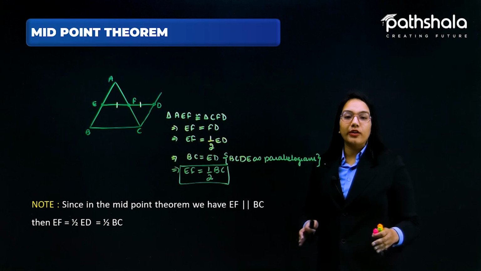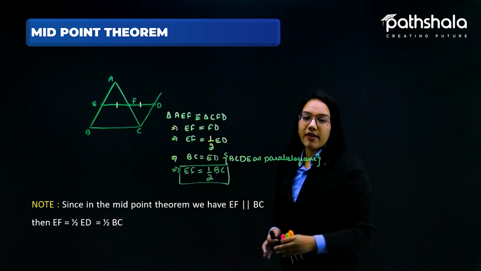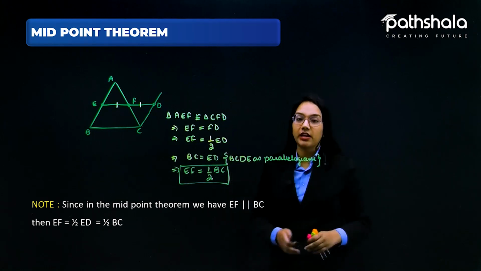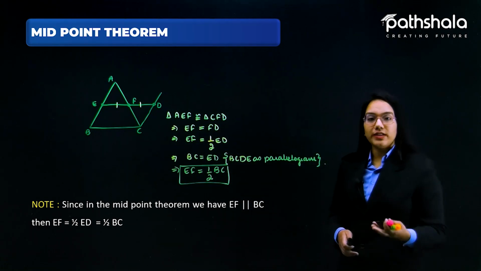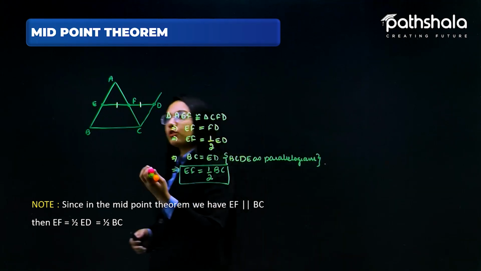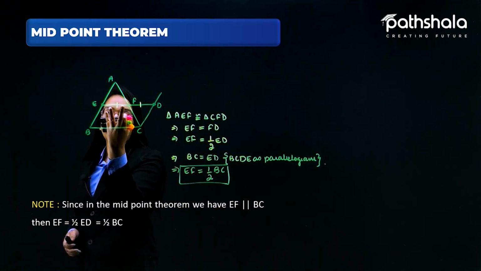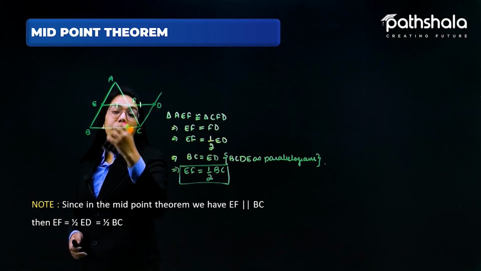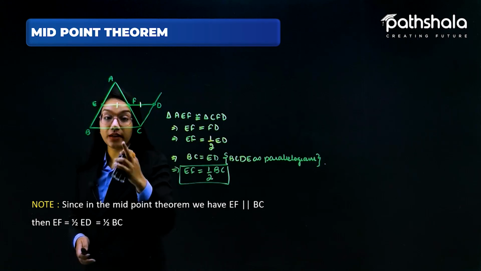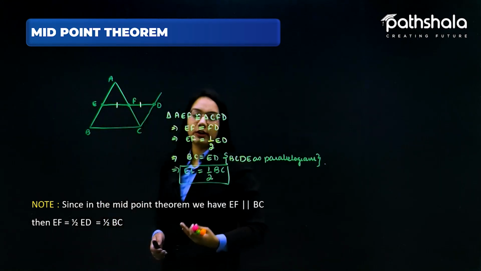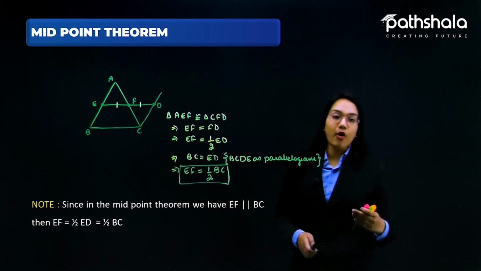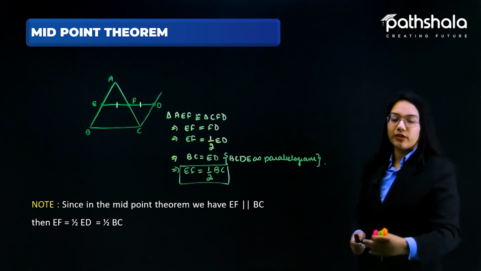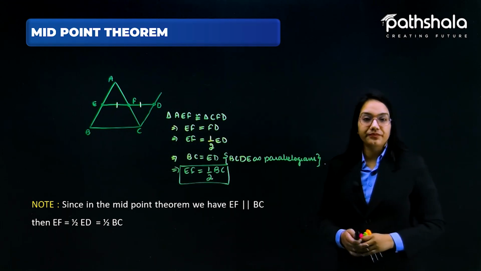Since in the midpoint theorem we have taken EF as parallel to BC, then EF is half of ED, which is half of BC. So always remember, whenever we talk about this line segment EF, which we get after joining the two midpoints of a triangle, it is parallel to the third side, and it is not only parallel to the third side but also half of the third side. This is an important result related to the midpoint theorem and its converse.